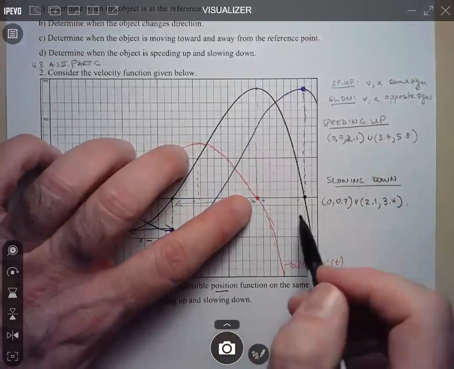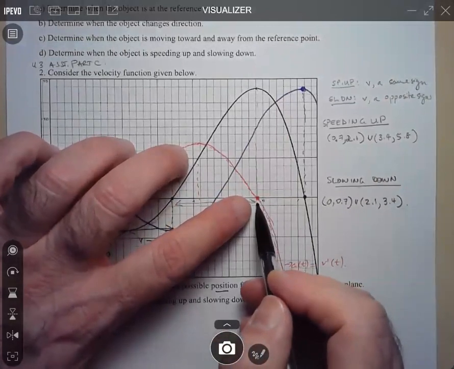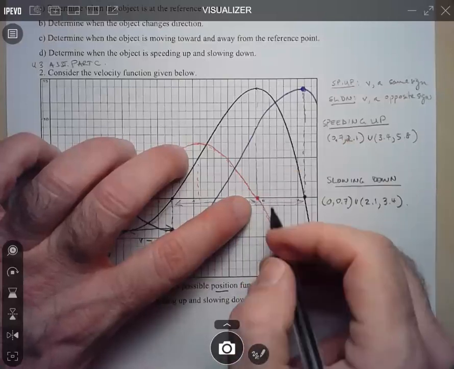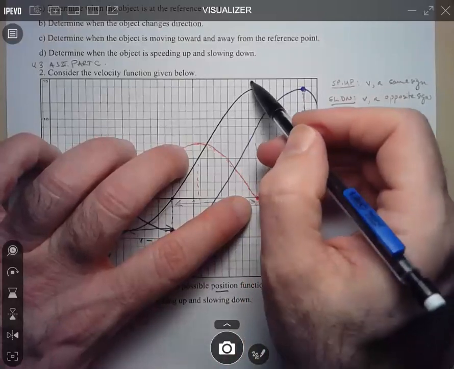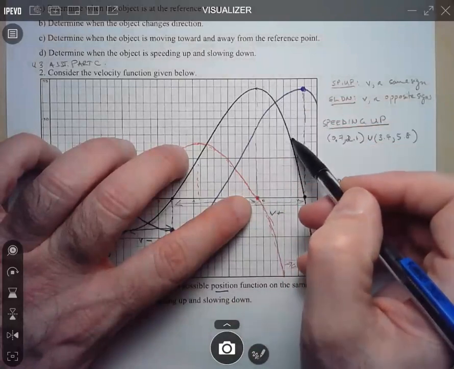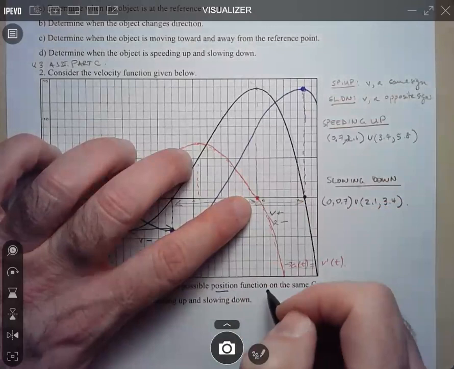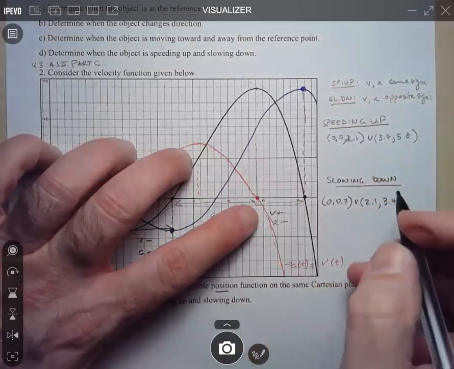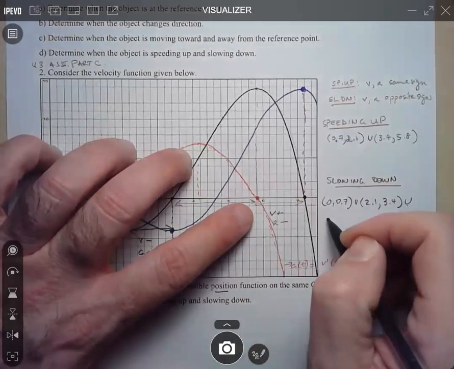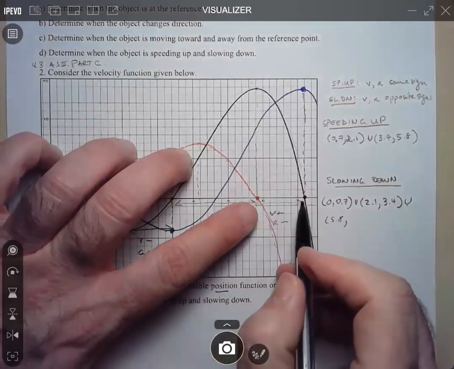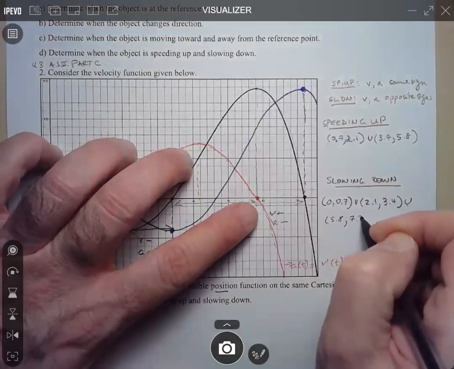Okay. And now finally in this section here, or almost finally, we see that the velocity is positive, but the acceleration, look at the slopes of the tangent, are now negative. So this is going to go into slowing down again. So this is 5.8 to, this looks to be about 7.2.